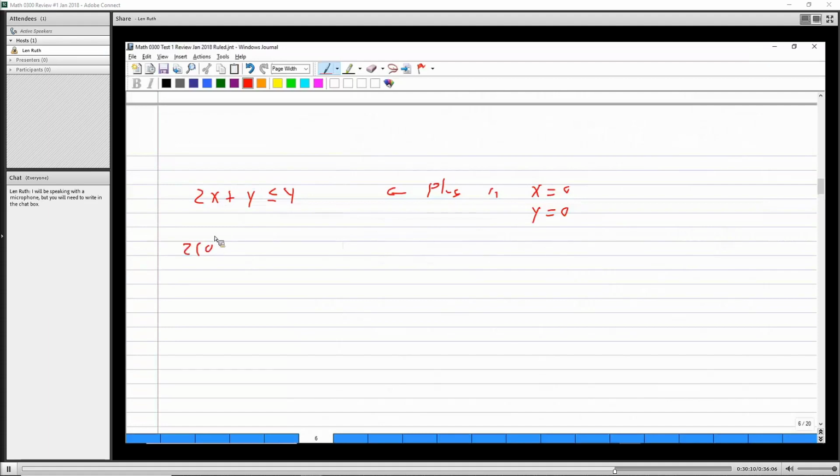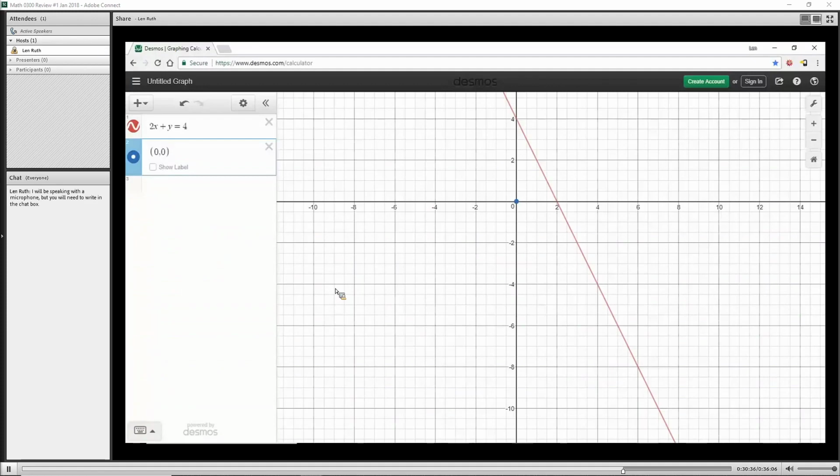You get twice 0, because x was 0, plus 0, less or equal to 4. That says 0 is less than or equal to 4. That's true. When you do the graph, you're shading the stuff that makes the inequality true. So I want to shade in all the ordered pairs to make this true. I now know that 0, 0 makes this true. So the origin makes it true. So on this line, you want to shade the origin for sure, and then all the stuff on the origin side you want to shade.